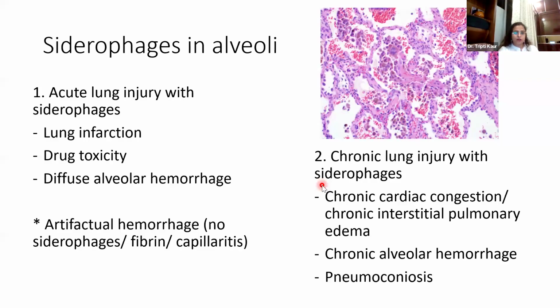So these are the causes of siderophages in the alveoli. Excuse me, immunofluorescence for what antibodies? Immunofluorescence is for IgG. IgG antibody will highlight the basement membrane. So if it's an anti-basement membrane disease, you will see linear positivity along the alveolar walls.